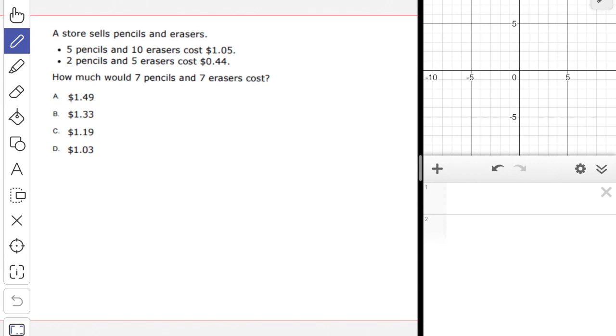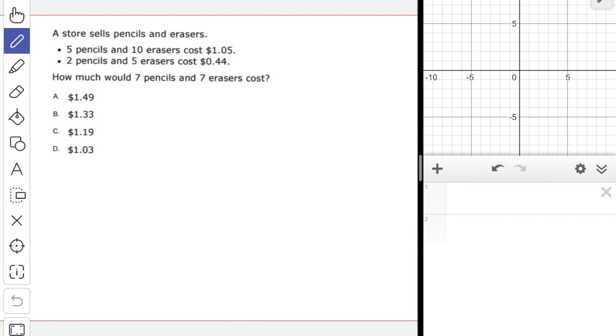All right, so for this problem, it's talking about 5 pencils and 10 erasers cost $1.05. And then it says 2 pencils and 5 erasers cost 44 cents. How much would 7 pencils and 7 erasers cost? So we have two situations: 2 purchases and 2 amounts of pencils and erasers that were actually purchased.